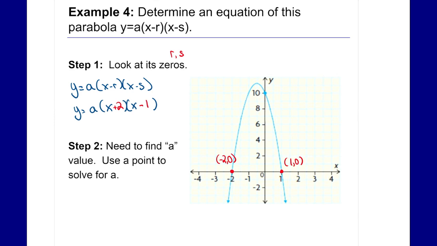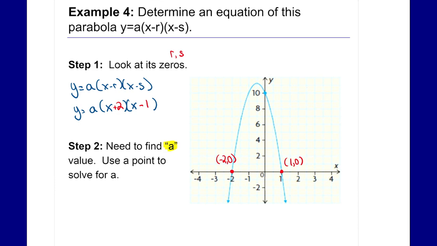So we have part of our equation so far. The only thing that is missing is this a value. Right? We need to know the step pattern. We need to know the direction of the opening. Right? Now, looking at our equation or our graph, we can see that it should be a negative value because it is opening down. So that will be helpful in just verifying if our answer makes sense.